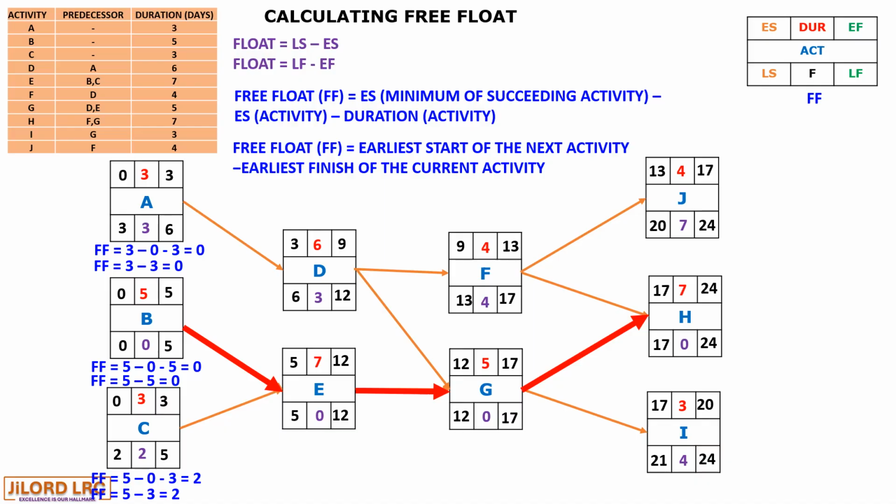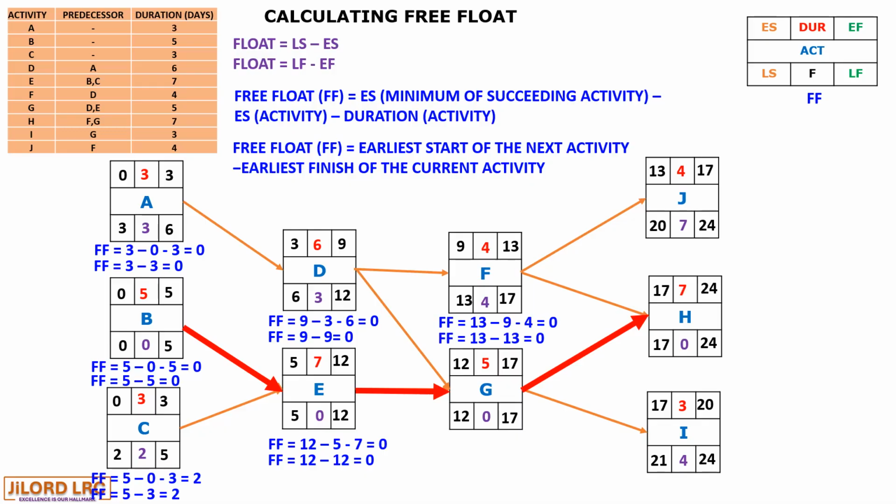So for activity D, it is 9 minus 3 minus 6 or 9 minus 9. For activity E, it is 12 minus 5 minus 7 or it is 12 minus 12. For activity F, it is 13, which is the minimum, minus 9 minus 4, which is 0, or it is 13 minus 13, giving us 0.